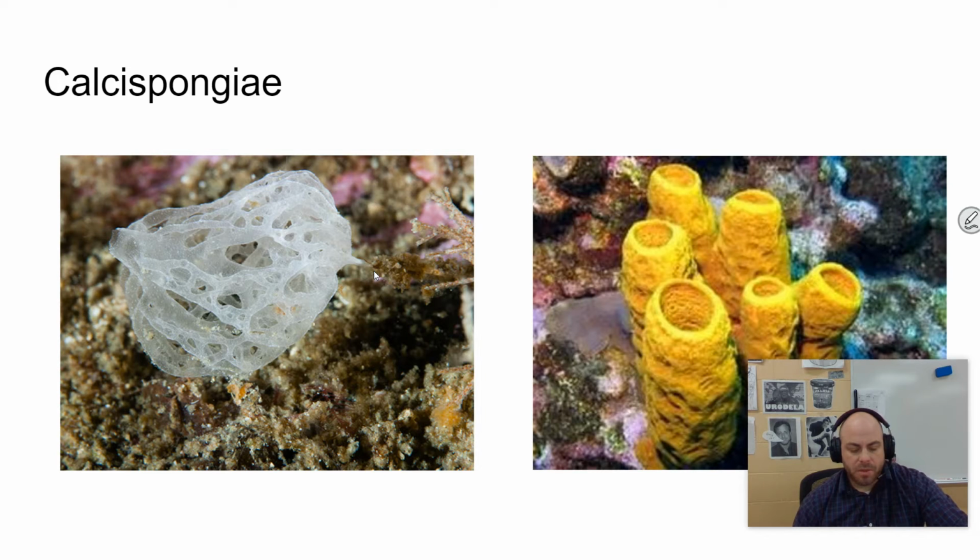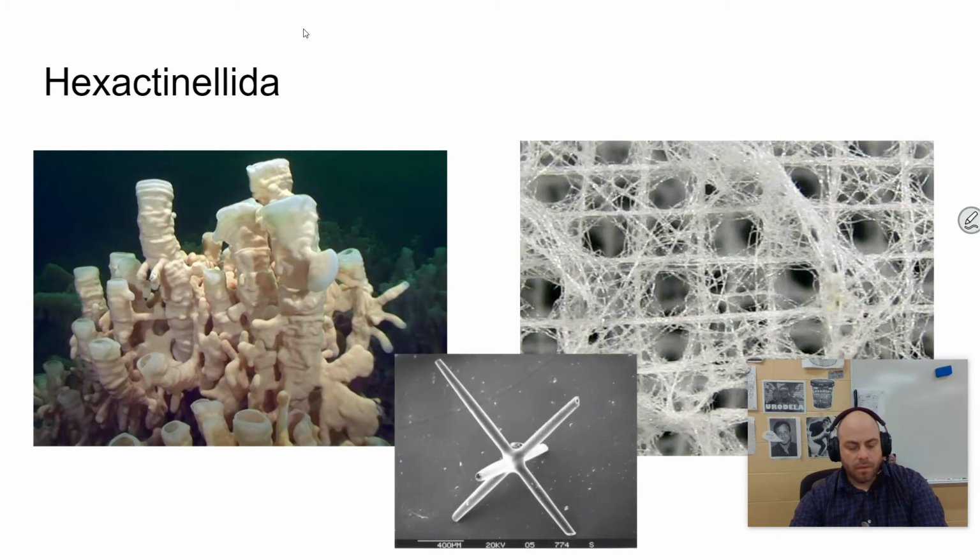They do tend to be pretty small, and they can contain any of the 3 channel systems that we looked at: the asconoid, leuconoid, or syconoid channel systems. That's it on Calcispongiae. Next is Hexactinellida.